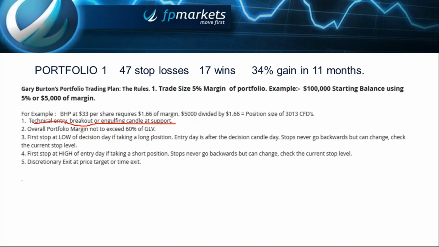We had a bit of money management in there, that the margin was not to exceed 60% of GLV because it was a margin account, and the first stop was at the low of the decision day, and I want to talk about that a bit further as we go. So the entry day, which was essentially decision day, and if we went short, the first stop was at the high of the entry day on a short position. We had in that portfolio over a period of 11 months 47 stop losses and 17 wins, and we ended up with a gain of 34%.